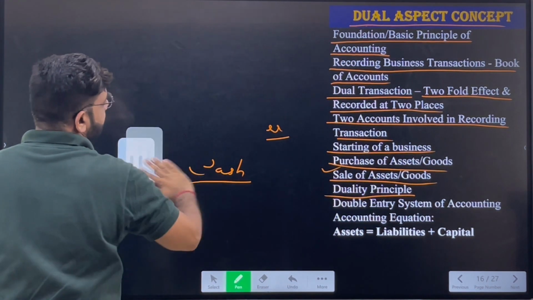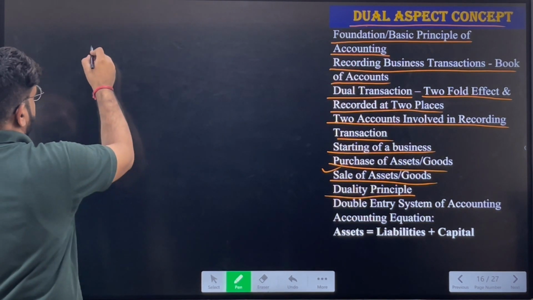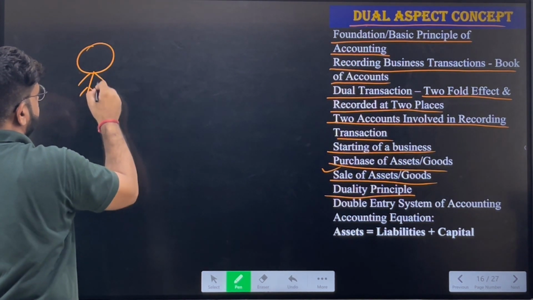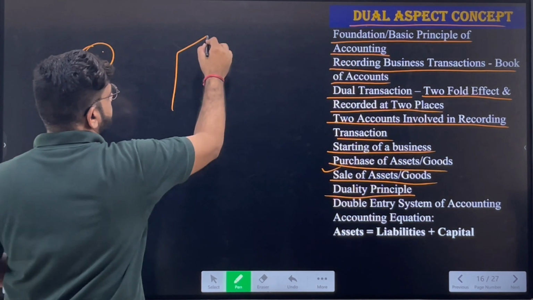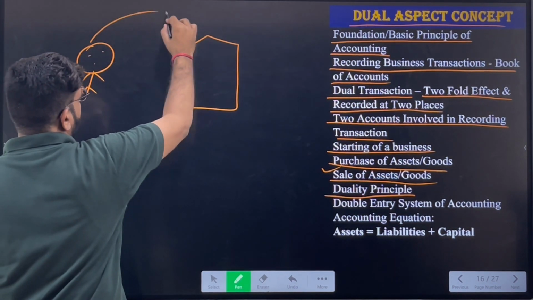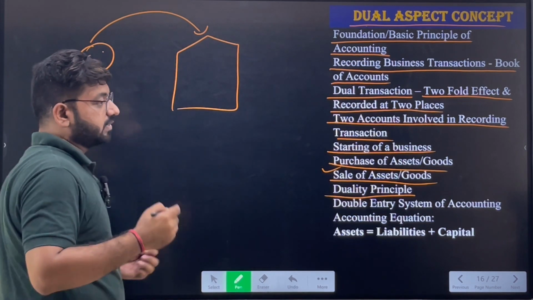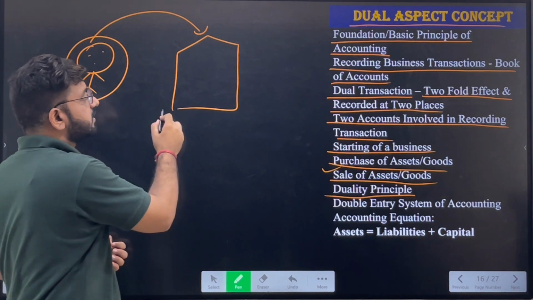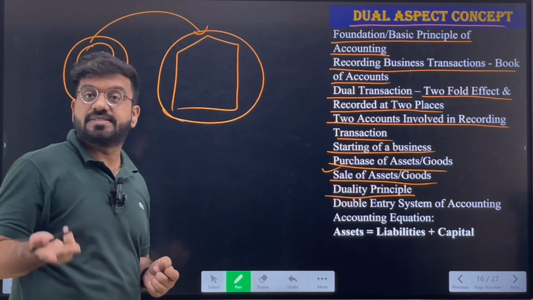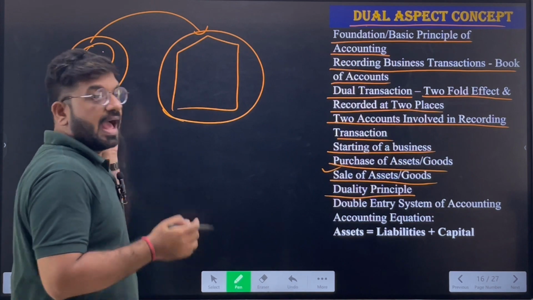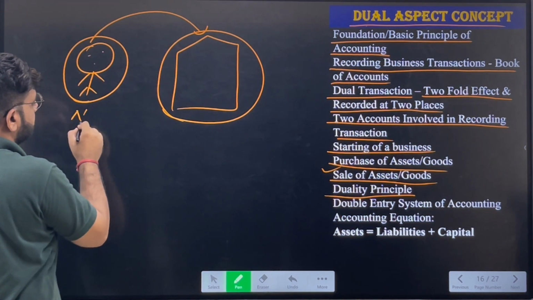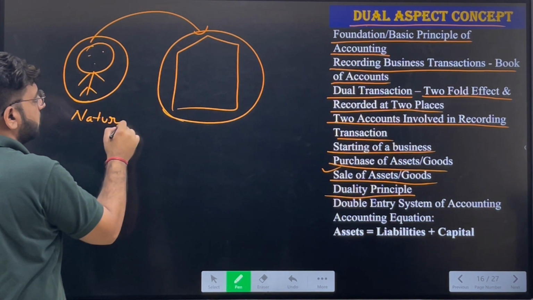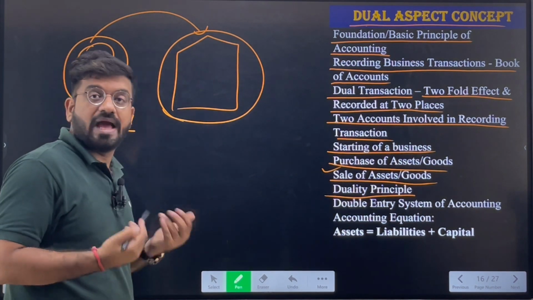Suppose there is a person, an owner, who owns a business. Obviously, he will have to pay some cash to the business in order to start it. As we have already seen, the business entity concept simply says the owner of the business and the business itself are two different persons. This natural person has to give an amount to start a business, which is known as capital.